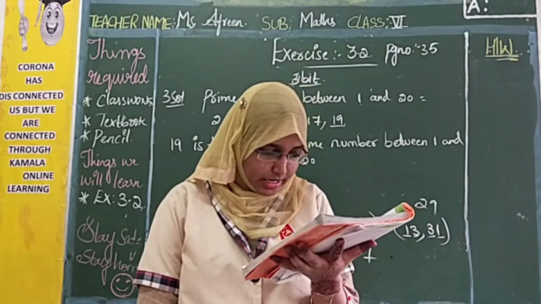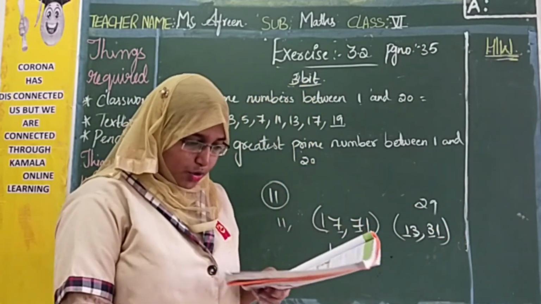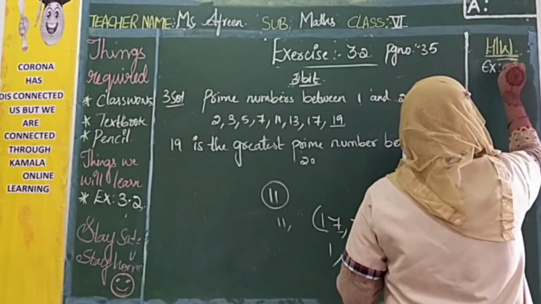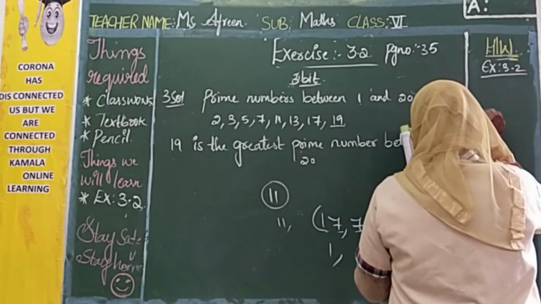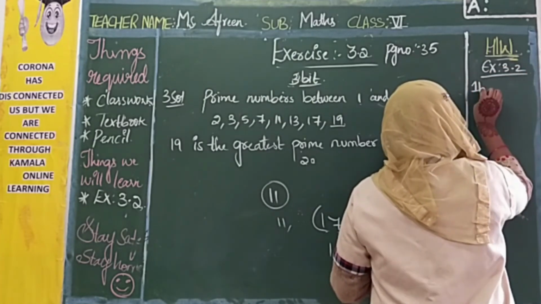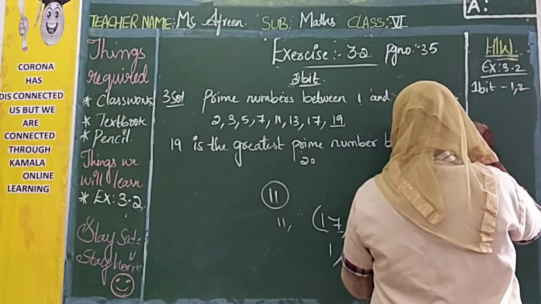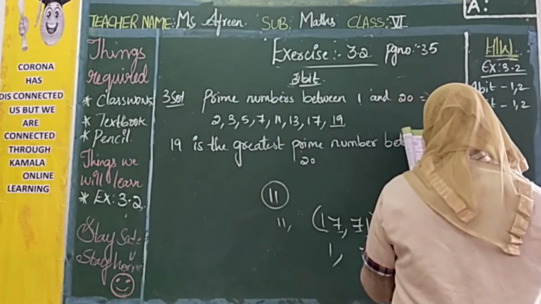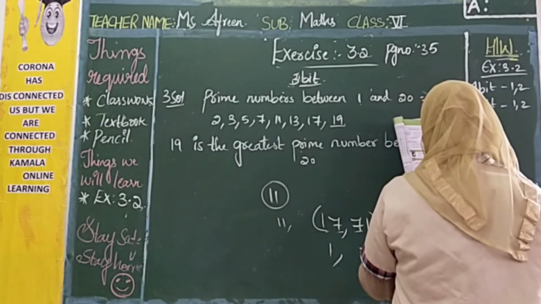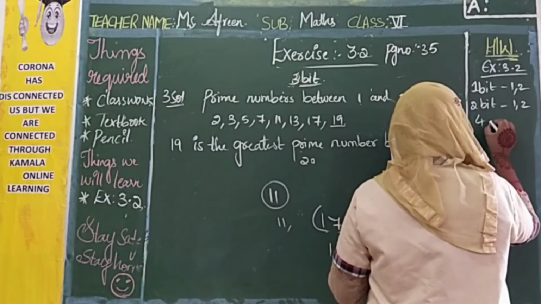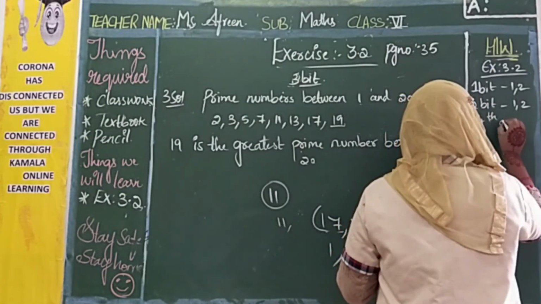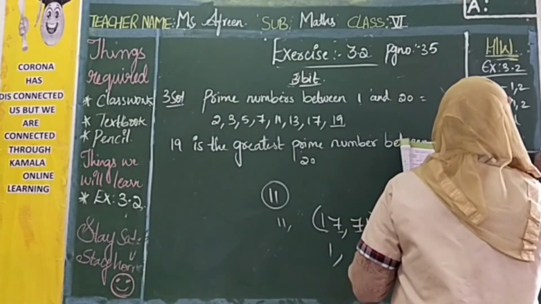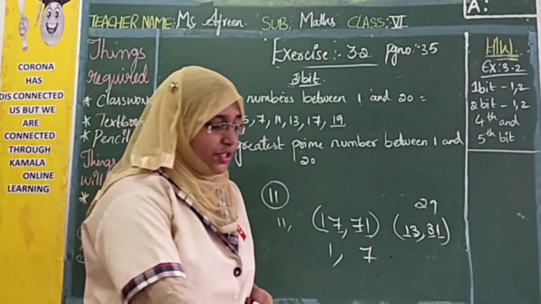Okay. So I hope you will do your homework. Your homework for today's session is exercise 3.2. First bit, 1 and 2. Second bit, 1 and 2. Third bit we have done. Fourth and fifth bit is also your homework. Very simple, fourth and fifth question, very simple.